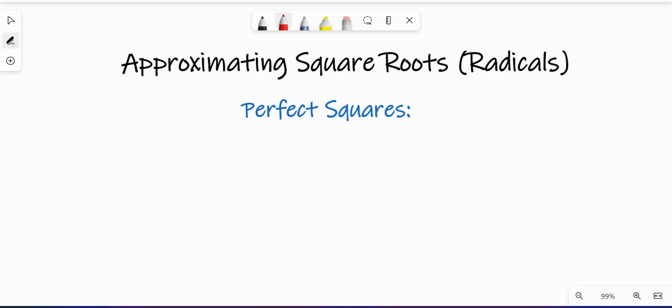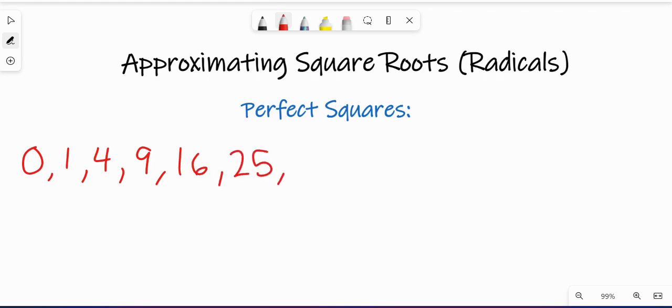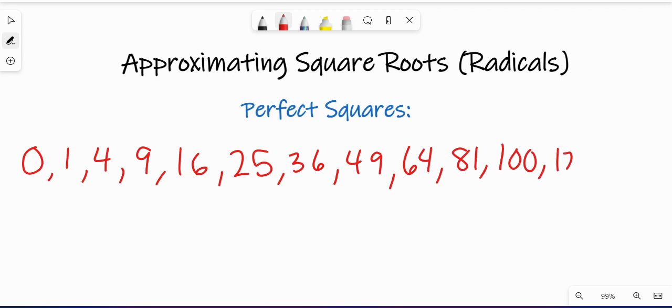So the list of perfect squares is basically, if you know your times tables, okay, the list of perfect squares, right? 0 squared, which is 0. 1 squared, 1 times 1, which is 1. 2 squared, 2 times 2, 4. 3 squared, 3 times 3, 9. 4 squared, 16. 5 squared, 25. 6 squared, 36. 7 squared, 49. 8 squared, 64. 9 squared, 81. 10 squared, 100. 11 squared, 121. And 12 squared, 144.